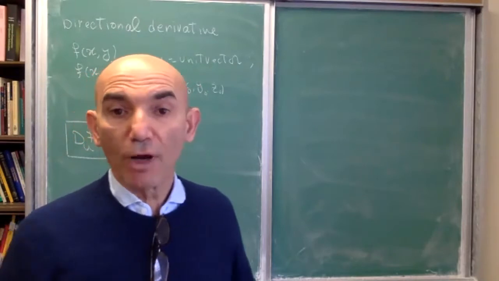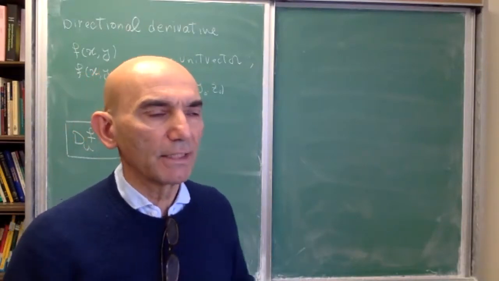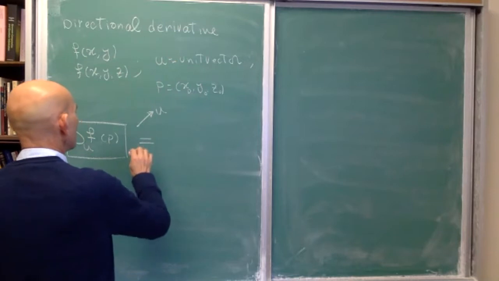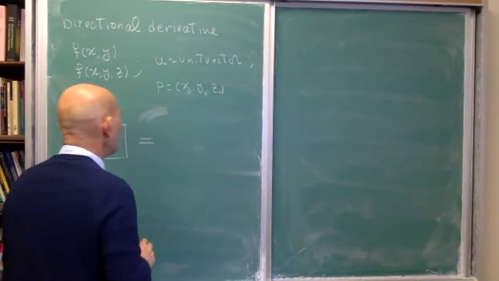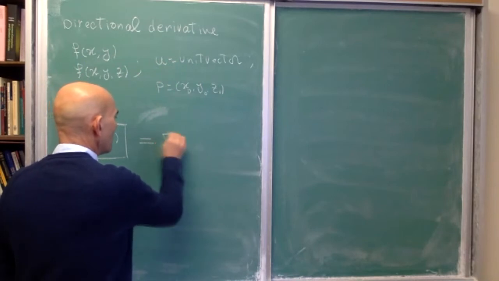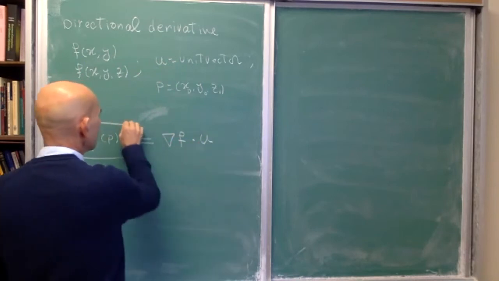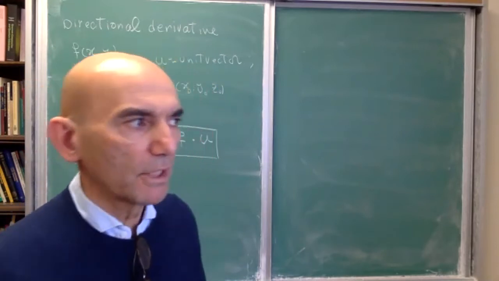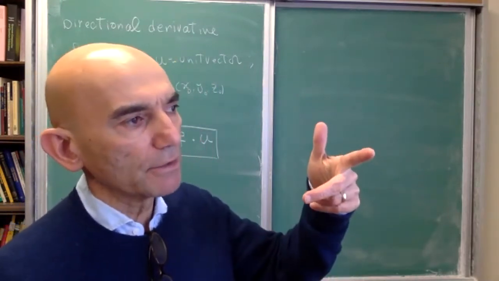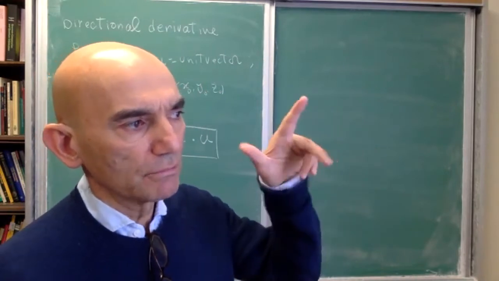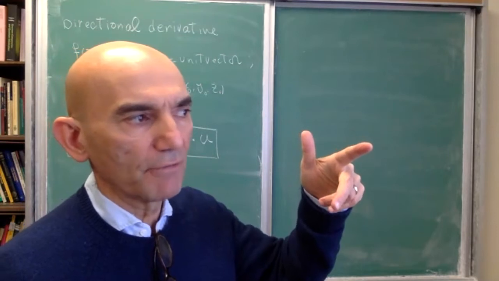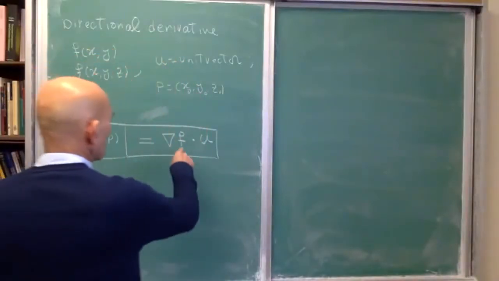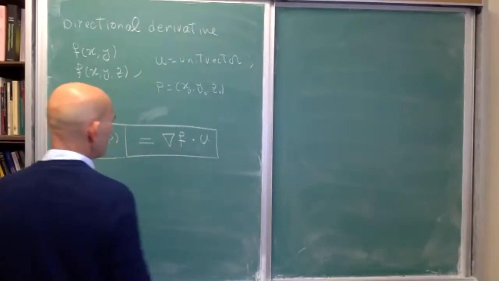And you remember that we derived the formula. We proved something very nice about this, that it can be calculated using the gradient. So this turns out to be equal to gradient of f dot u. This is a wonderful formula because it tells us that if we know how to calculate derivatives of f in these two or three particular directions, then we know its variation or its rate of change along any direction, just by taking the dot product. So this is a very useful formula.